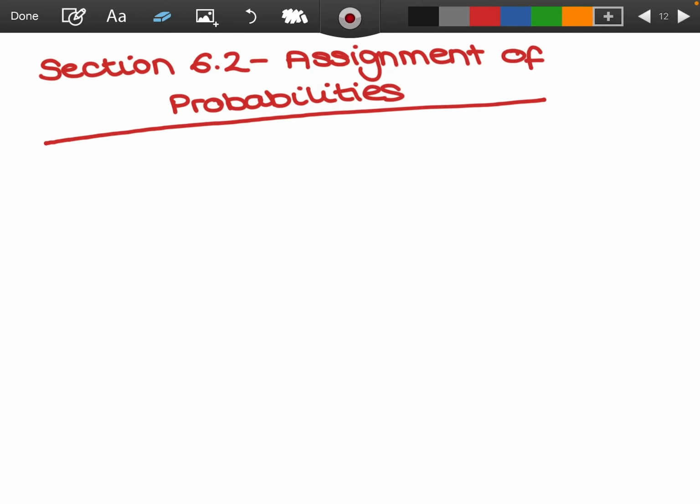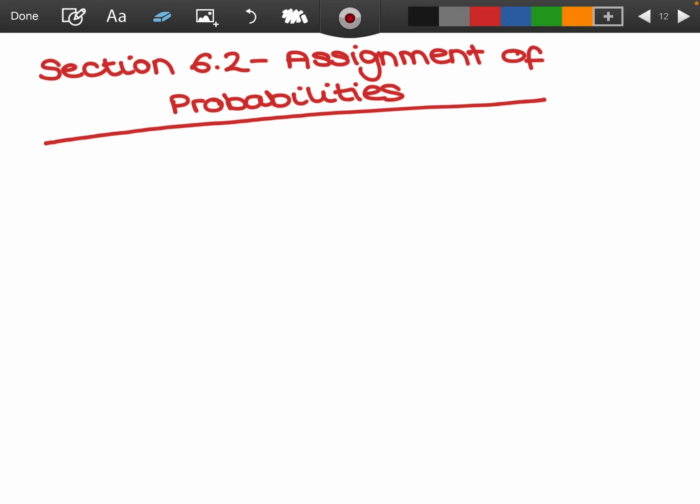In today's video, we're going to look at the first part of section 6.2. There are a lot of definitions and tables, etc. that we have in 6.2, so I want to go through those first, and then we'll look through the second half in our next video.